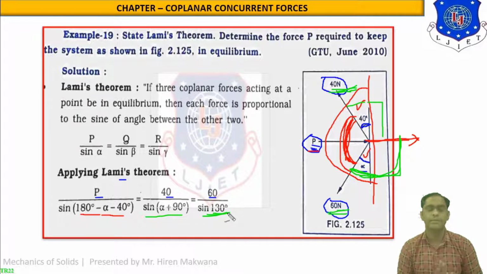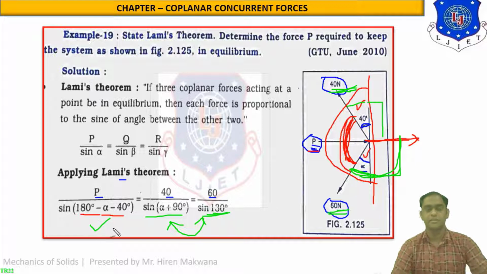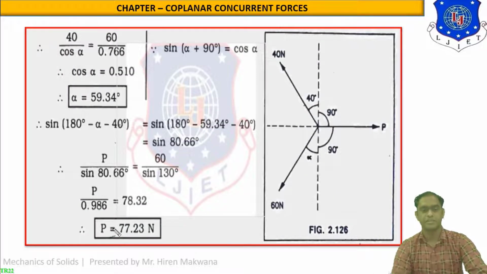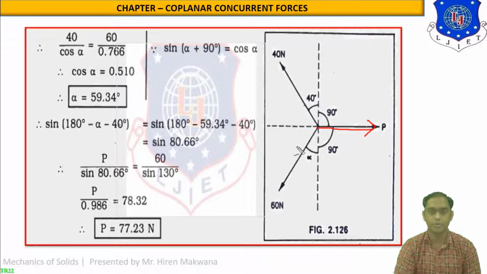Now we have to compare first and second, then second and third, or second and third first. Remember, here there are two unknowns. P is unknown and alpha is also unknown. So first of all we have to calculate alpha. We will compare the second and third terms to get alpha, and after getting alpha we will replace it into the first term. Let us see how. This is the simplified figure. You can visualize this is the force P, which is now tensile, and all the angles are shown to you.